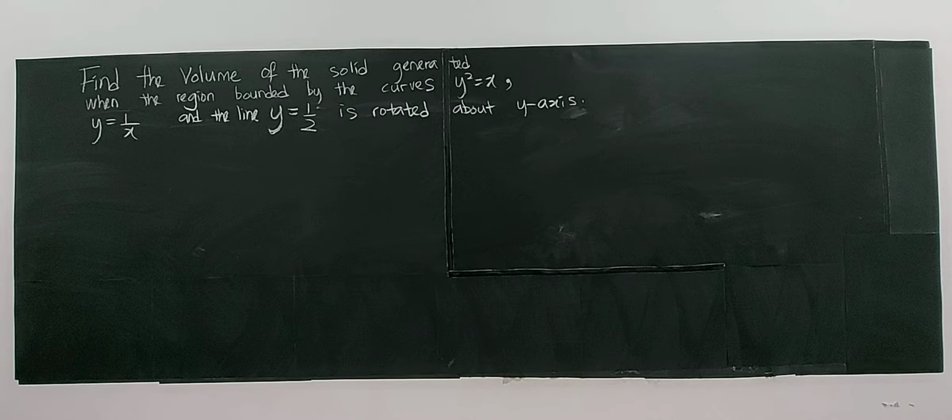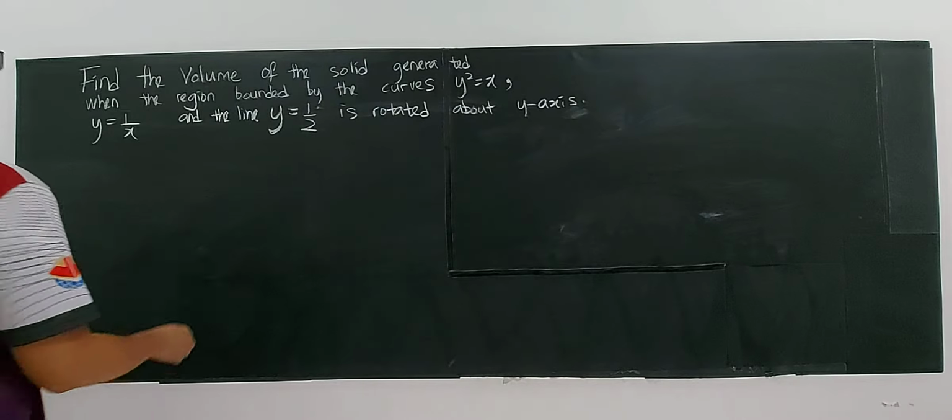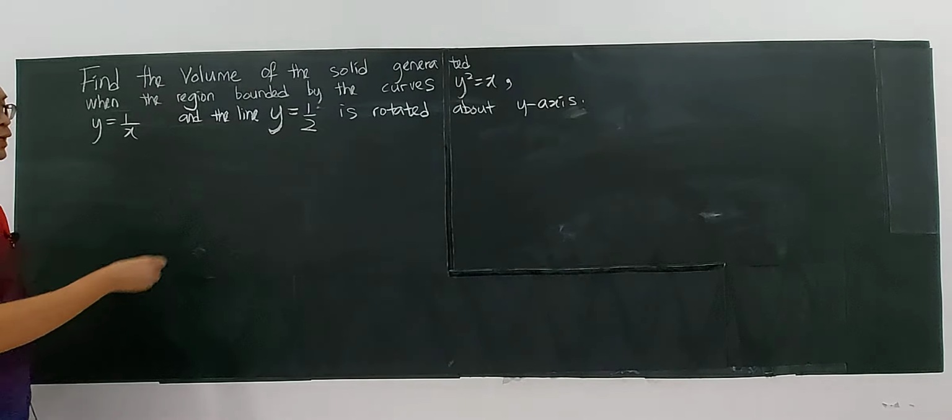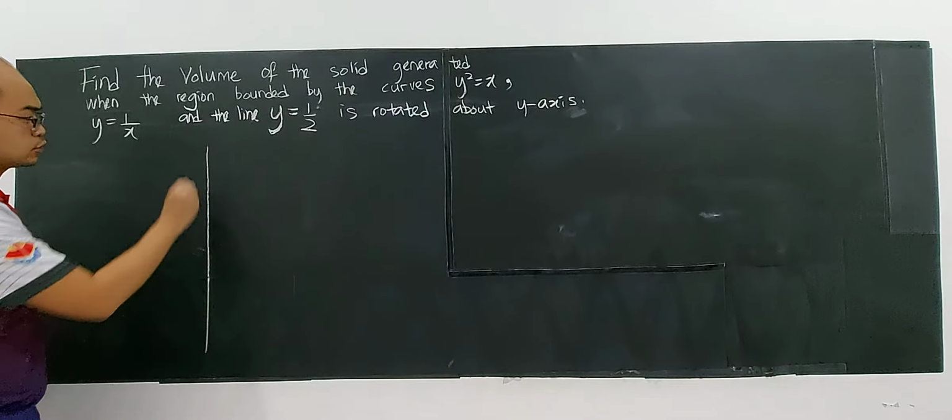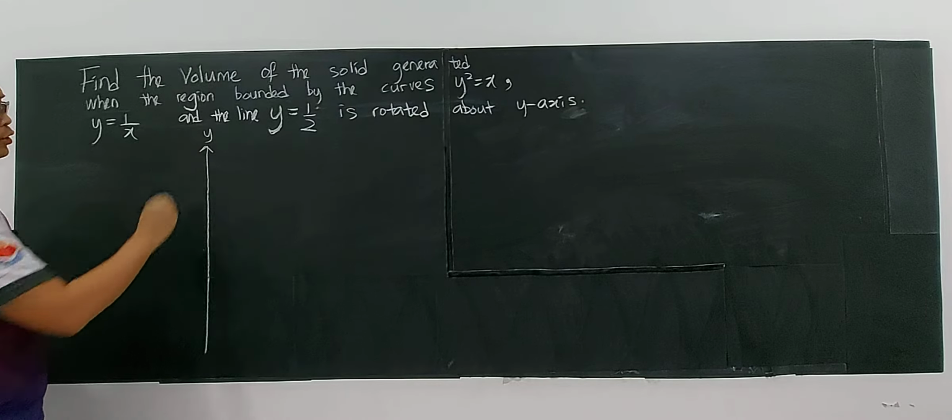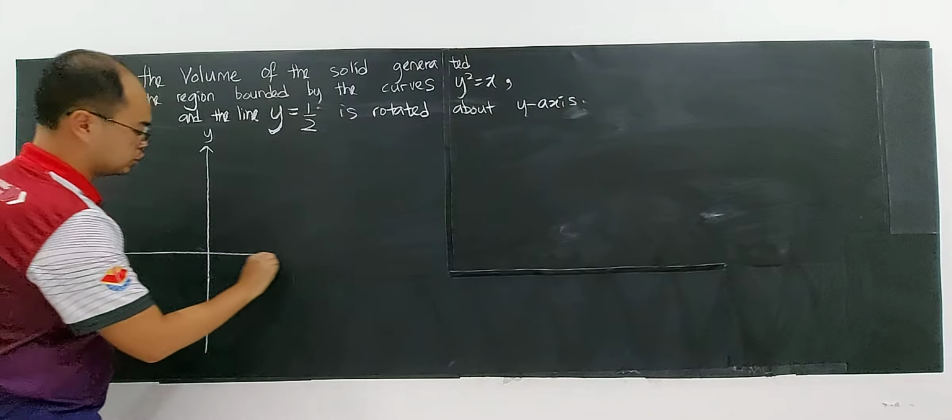Hello, in this video we are going to find the volume of the solid generated when the region bounded by the curve and the line is rotated about the y-axis. Okay, let's look at this problem here. So we have two curves and one line, right? We have to sketch the curve to see where the region that the question mentions is.